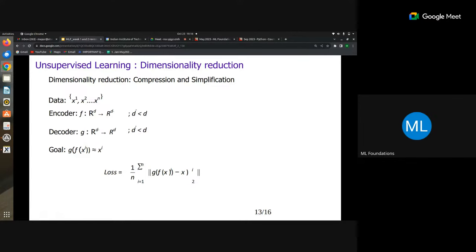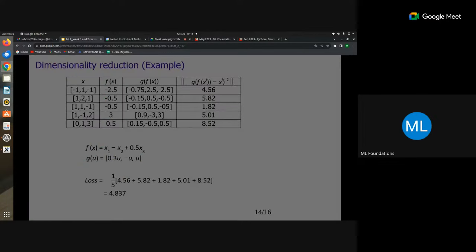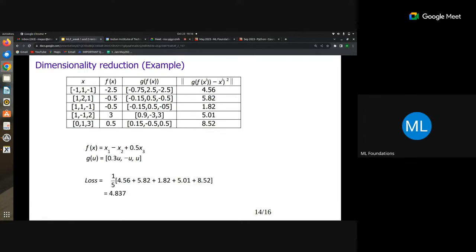So one important thing is dimensionality reduction. I'll talk about that later, and we'll see some examples.